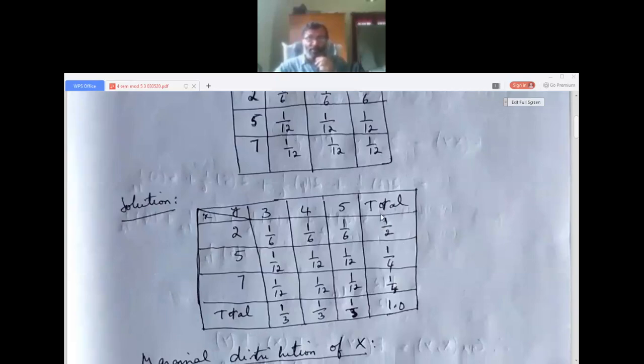So all of you just find it out and see whether I am correct. I might be wrong sometimes. So 1 by 6 plus 1 by 6 plus 1 by 6. Add it, without using a calculator you can do this. You will get 3 by 6, that is 1 by 2. Then 1 by 12 plus 1 by 12 plus 1 by 12 will be 3 by 12, that is 1 by 4. Here again 1 by 12 plus 1 by 12 plus 1 by 12, again 3 by 12, that is 1 by 4.